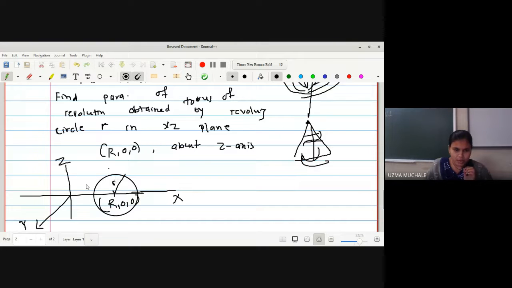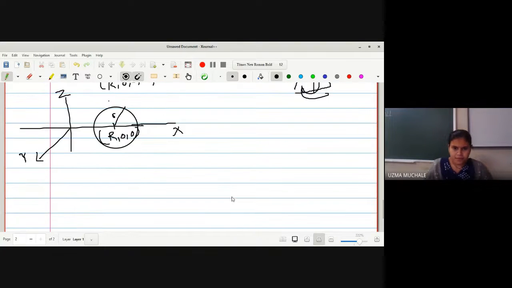So after revolution you will get some object in 3D space. Let me draw this. I will try to draw this because my drawing is not so perfect. X, Y, Z. So this is our Z axis, this is our X axis, and this is the Y axis. So we have a curve.